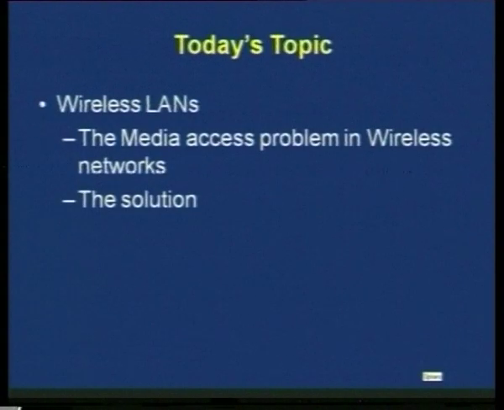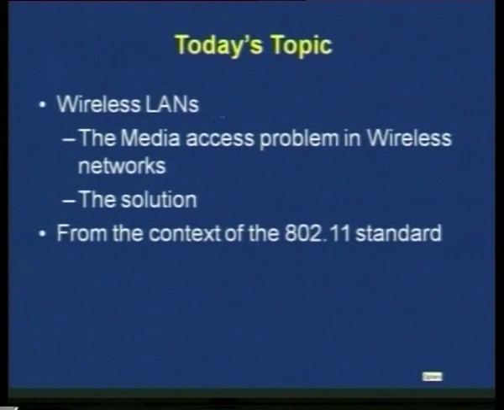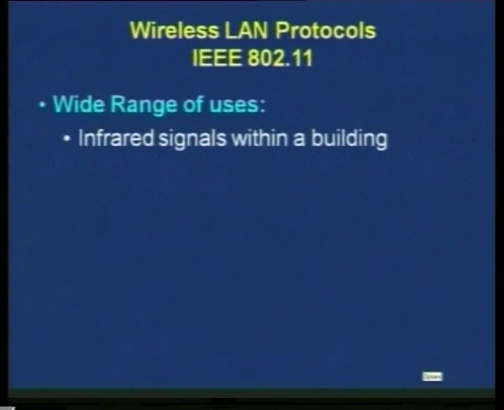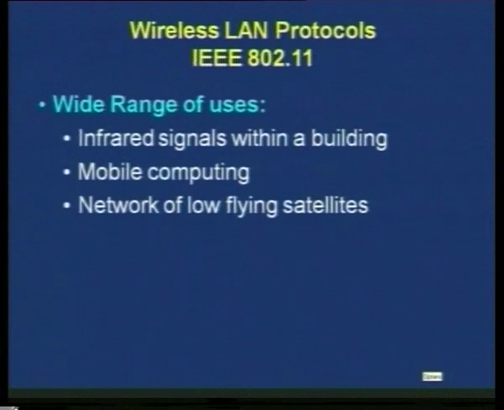We will look at the media access problem that exists in wireless networks and the solution to the media access problem. And we will look at it from the context of the 802.11 standard, which is the most common standard that is used for wireless LANs. So if you look at the IEEE 802.11 protocol, there are a wide range of uses for this standard. It is used for wireless networks constructed with infrared signals within a building, can be used for mobile computing, can be used for constructing a network of low flying satellites and so on.